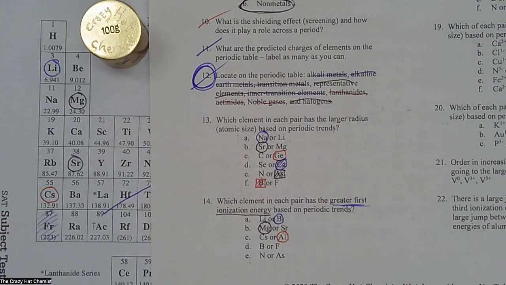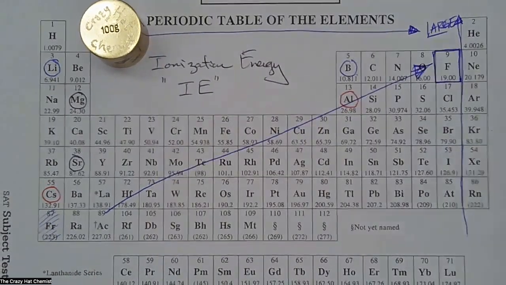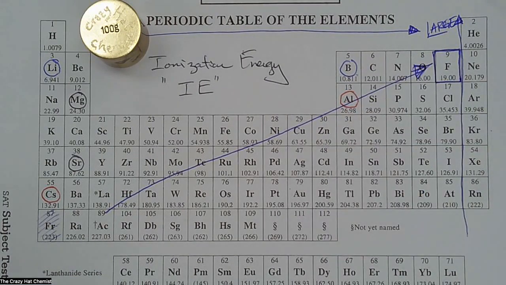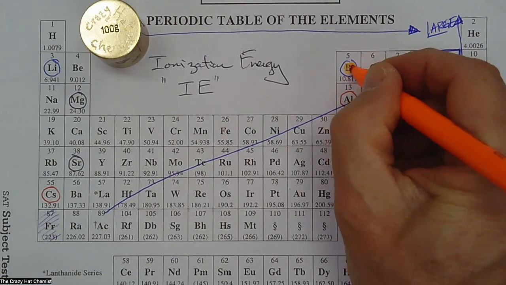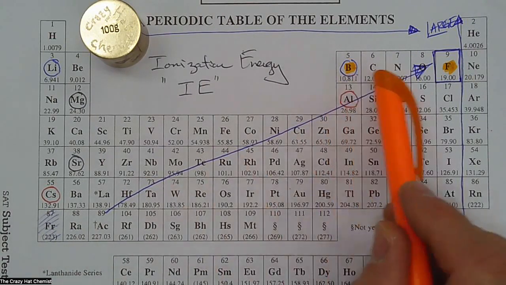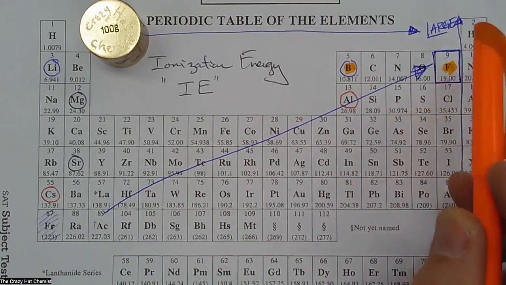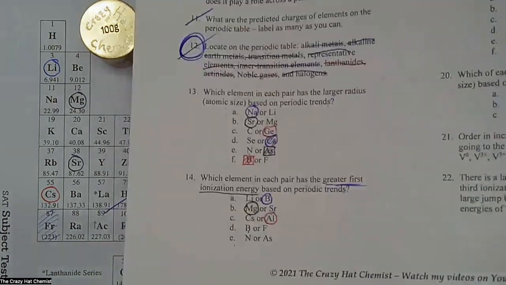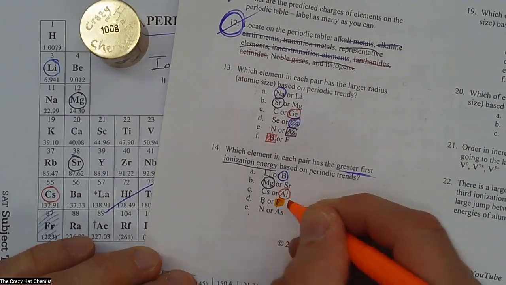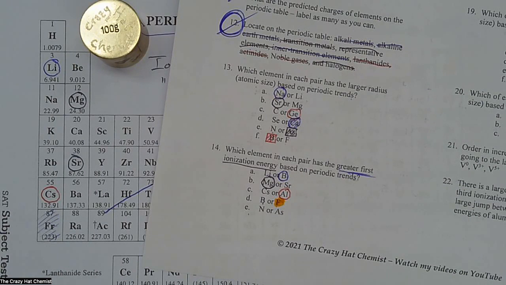All right, the next one is going to be boron or fluorine. And so let's see, we'll have to do another color here. So we'll do boron and fluorine. And hopefully you can see that boron and fluorine are within the same period. Fluorine is farther to the right, so therefore it will have a greater first ionization energy. So what we're going to do is highlight that fluorine. It's going to have greater first ionization energy.